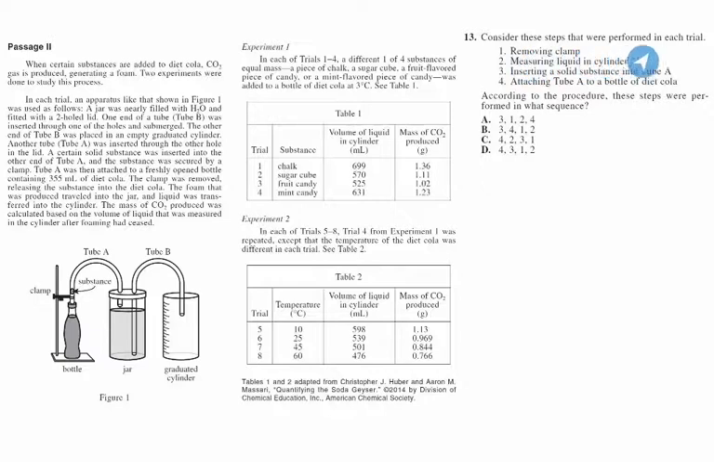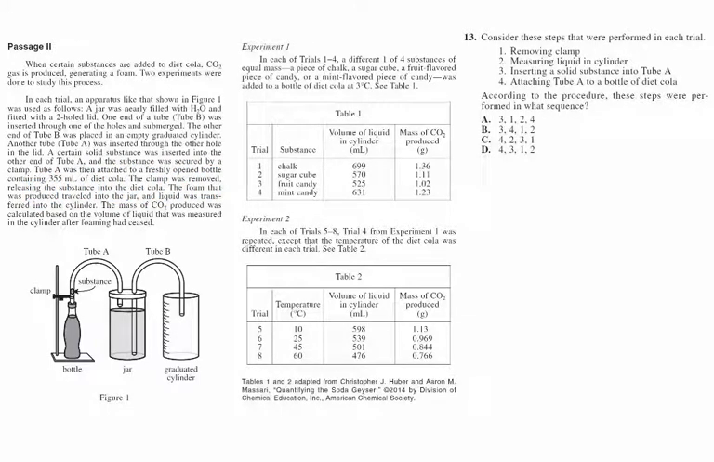Consider these steps that were performed in each trial. According to the procedure, these steps were performed in what sequence? We're going to have to go to the reading for this. If we look at our answer choices, we have 3 and 4. We just have to figure out which one happens first. And it says a certain solid substance was inserted into the other end of tube A, and the substance was secured by a clamp. Tube A was then attached to a freshly opened bottle.